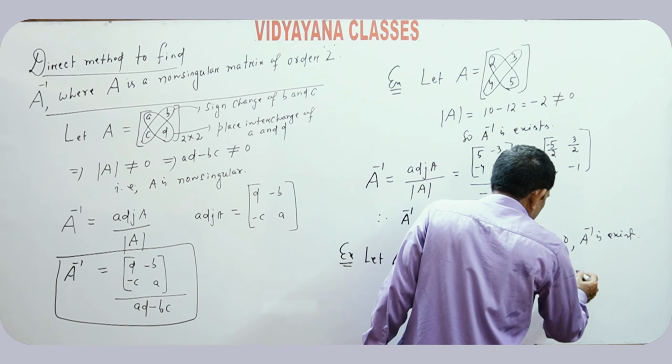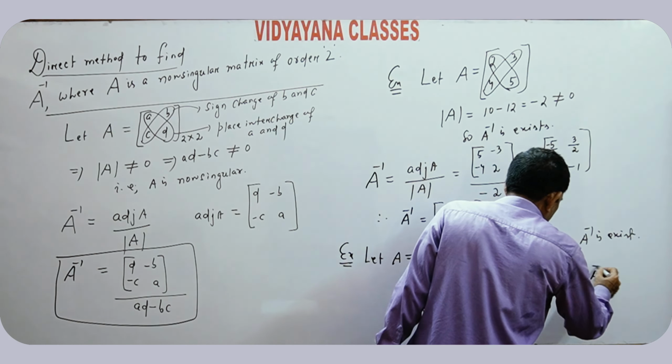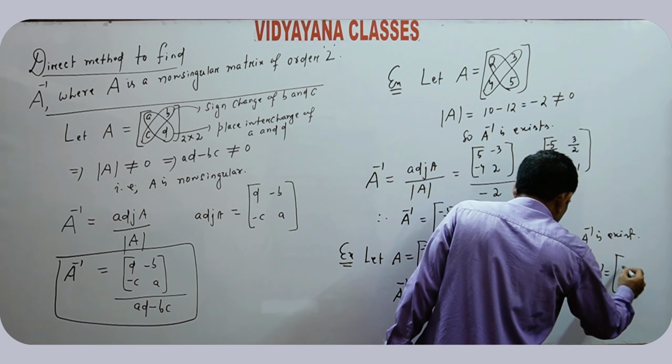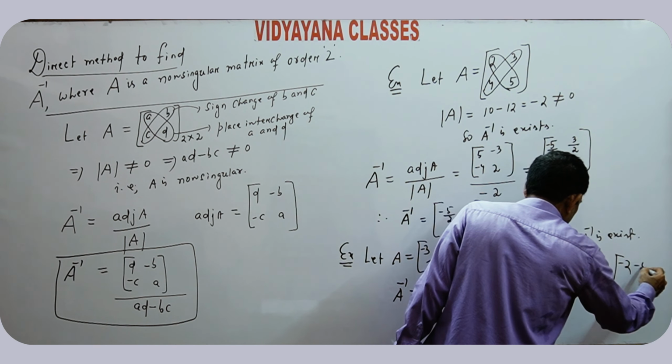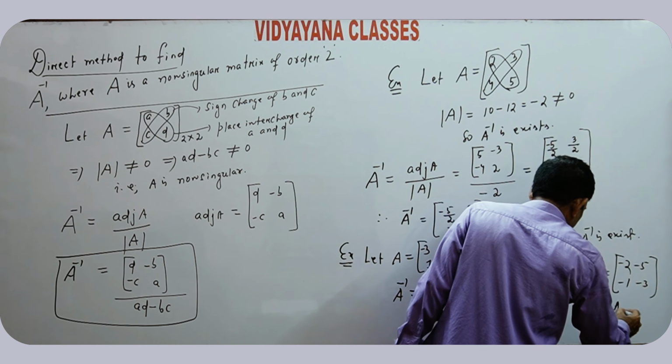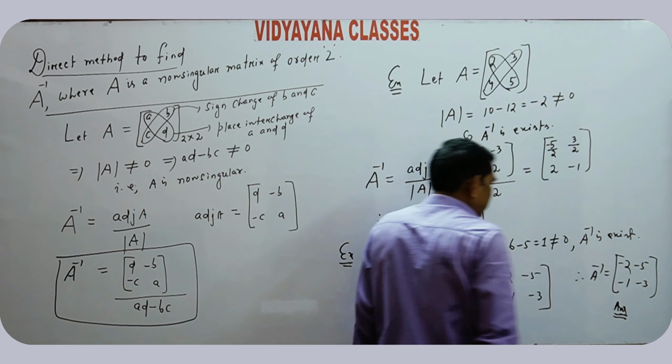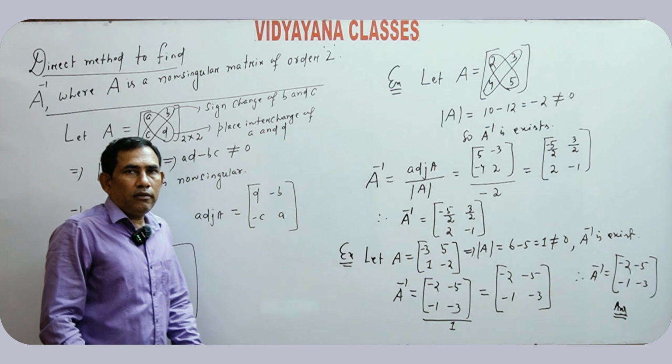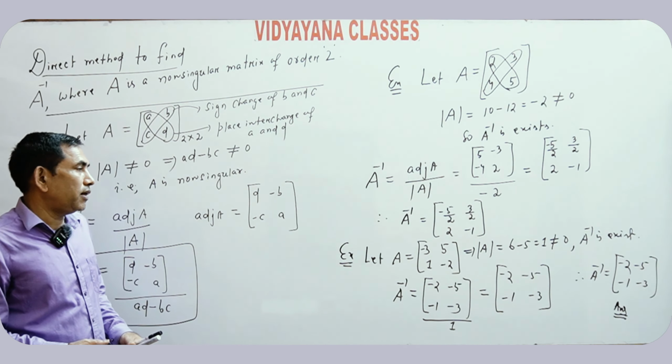Right. Therefore, A inverse is equal to minus 2, minus 5, minus 1, minus 3, is the answer. Clear? Okay, write down.